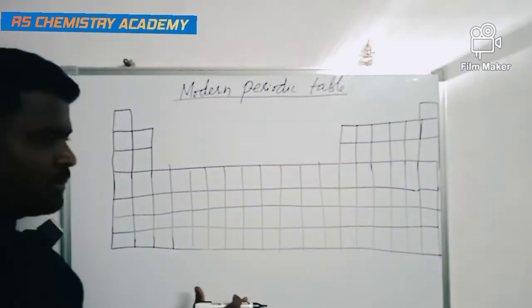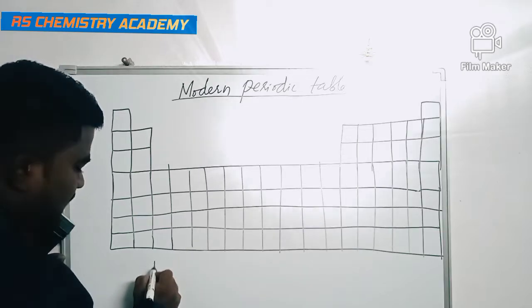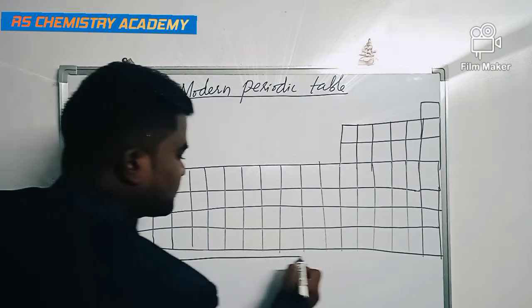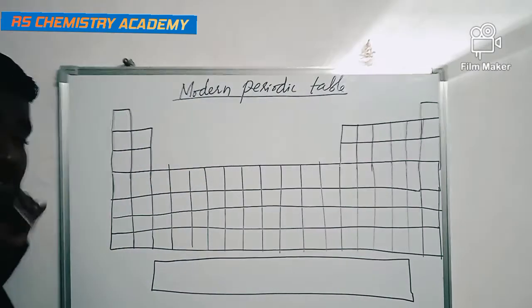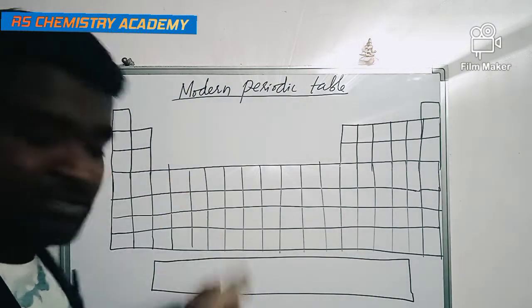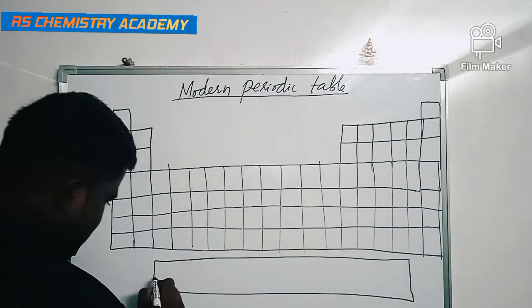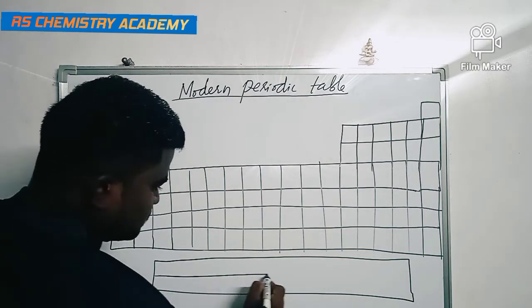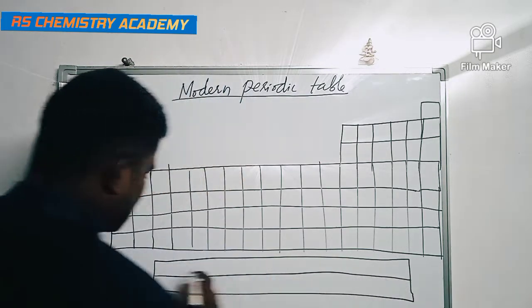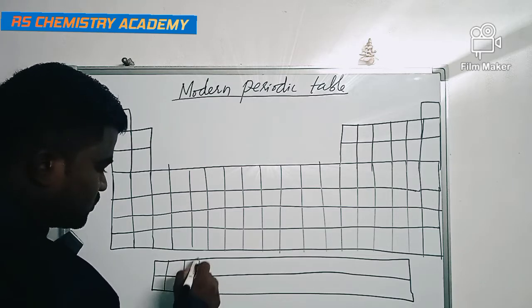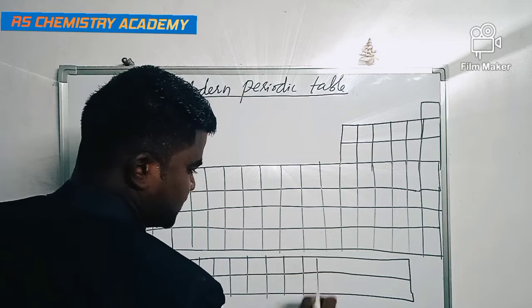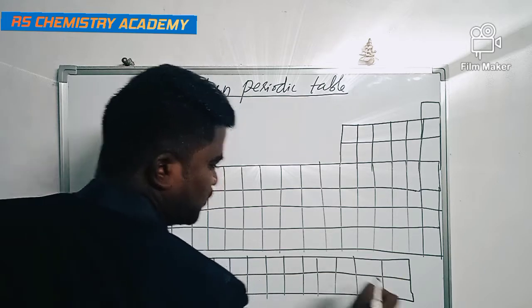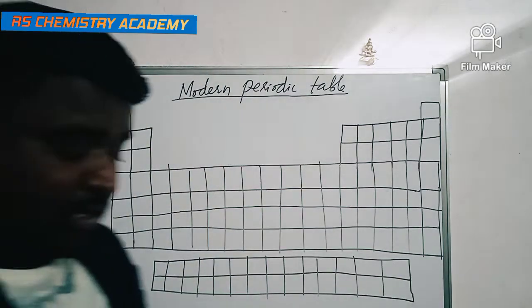Now, at the bottom of the table we have the lanthanides and actinides, for which we have to draw 2 columns with 14 boxes. 1, 2, 3, 4, 5, 6, 7, 8, 9, 10, 11, 12, 13, 14. This is the modern periodic table construction.